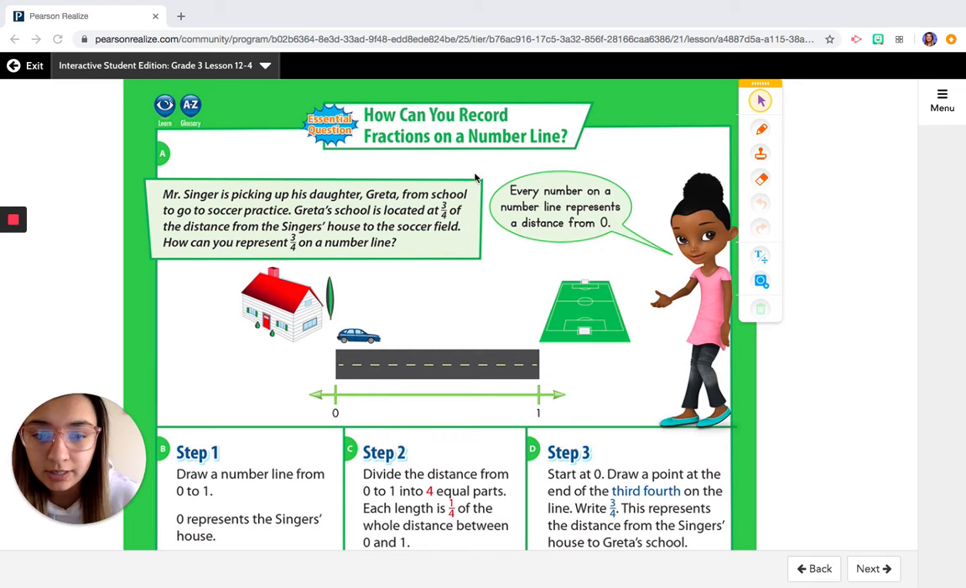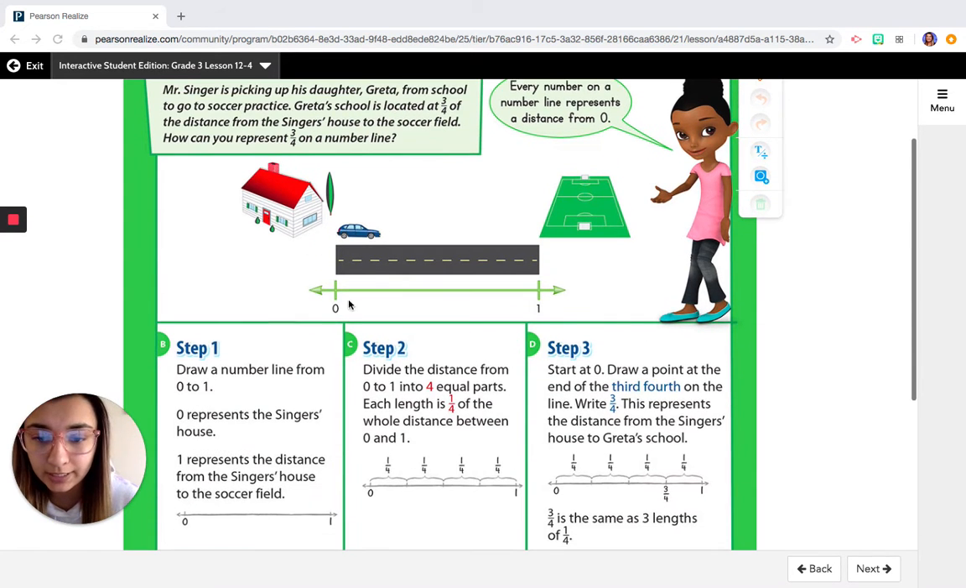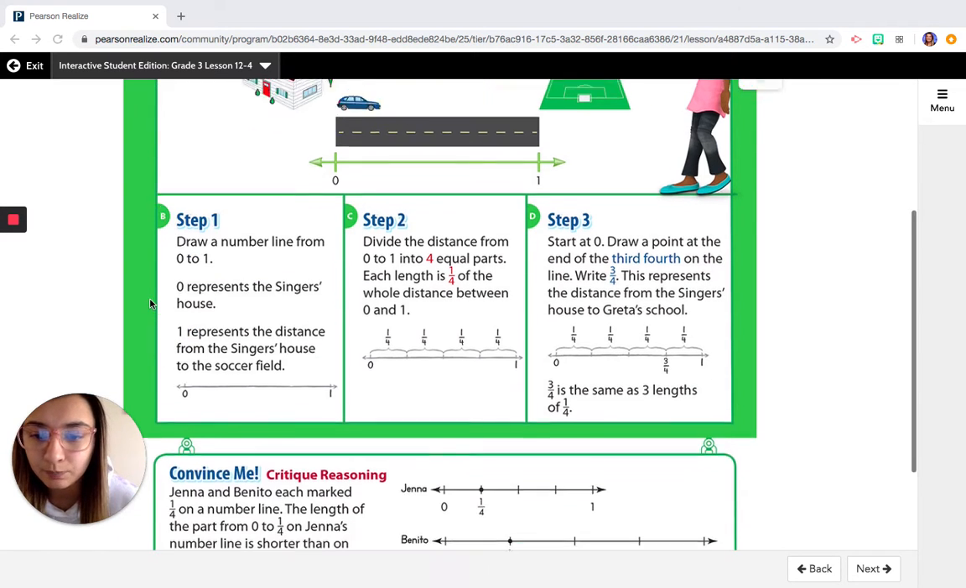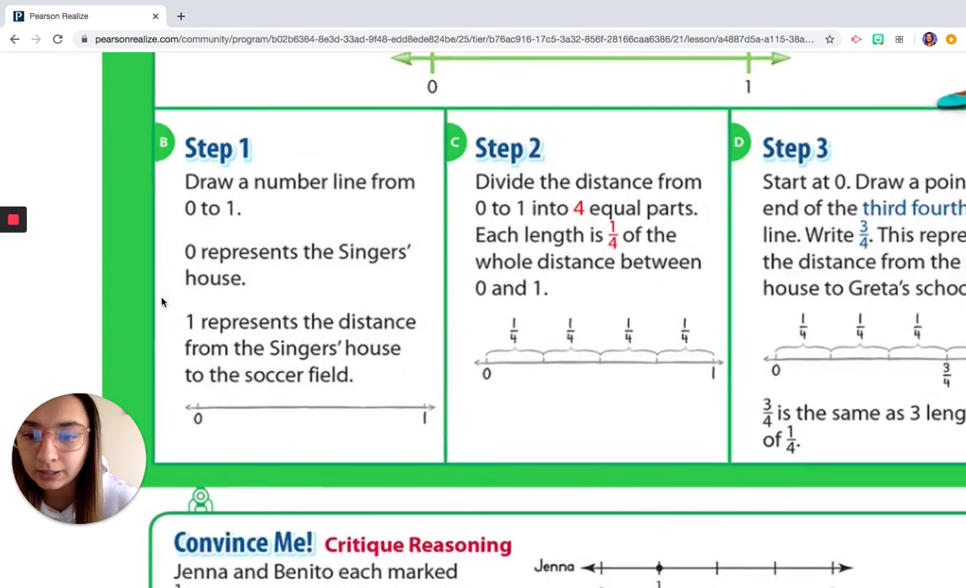If you see what she says right here, it says every number on a number line represents a distance from 0. So you're always going to start from 0. Here, she wrote a number line from 0 to 1, and that is the road that she is going to take. So we're going to check out step 1. Let's make it a little bit bigger.